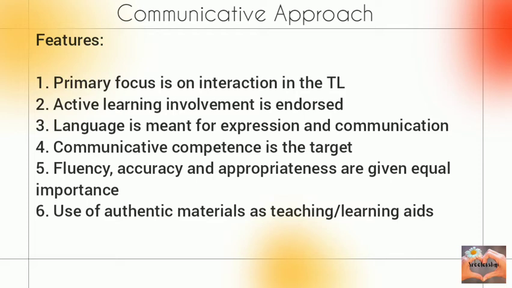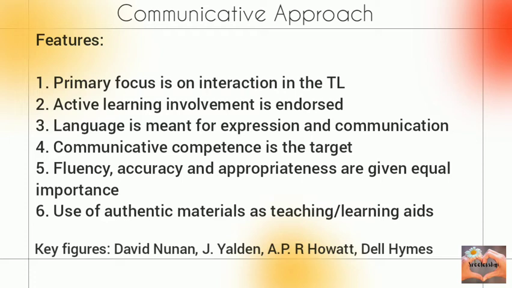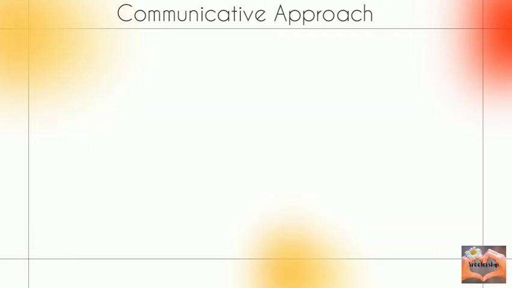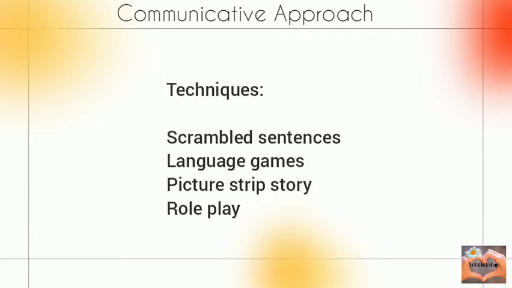Fluency, accuracy, and appropriateness are given equal importance, and the use of authentic materials and teaching or learning aids are also emphasized. The key figures or exponents of this method are David Nunan, J. Yalden, A.P.R. Howatt, Dell Hymes, etc. The techniques used in this method are scrambled sentences, language games, picture strip story, role play, etc.